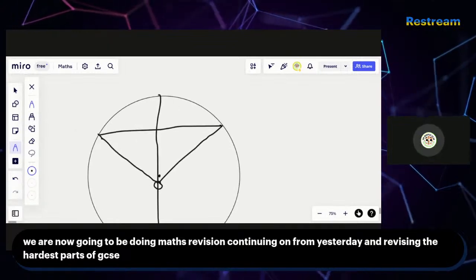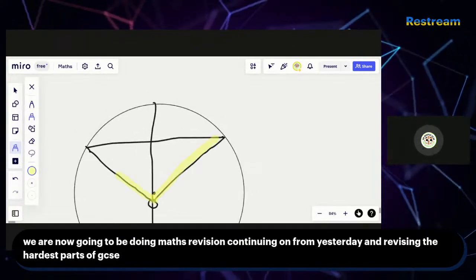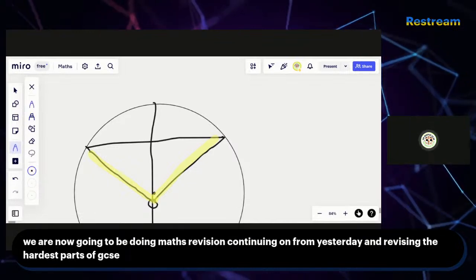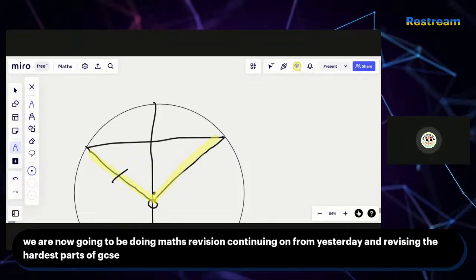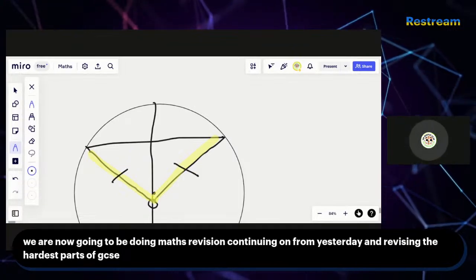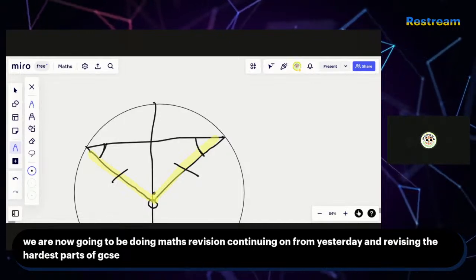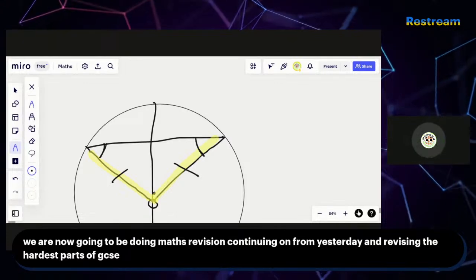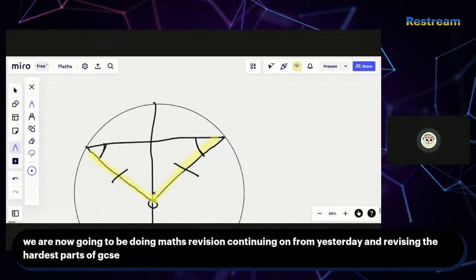And this triangle, because both of this side and this side are radiuses because they come from the center point here, we know that they are equal in length. So we can put these signs here. And if we know they're equal in length, we know that this angle is equal to this angle. And if we know that angle is equal to that angle, then we know that this is definitely an isosceles triangle.